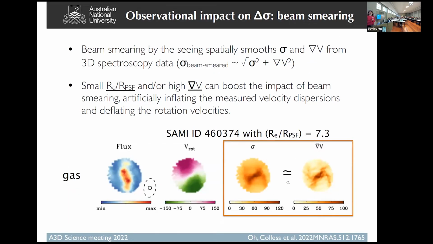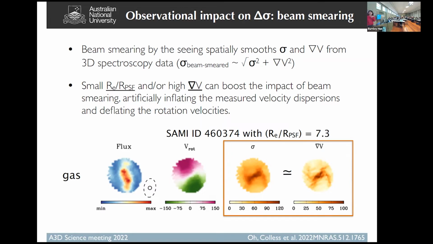So first, I would like to discuss the impact of beam smearing. Beam smearing is basically the impact of the seeing. And this beam smearing smooths the velocity dispersion and the velocity gradients. The thing is, we want to measure the line of sight velocity gradient. But within the seeing, we cannot differentiate the line of sight velocity gradient, line of sight velocity dispersion and the velocity difference within the seeing.